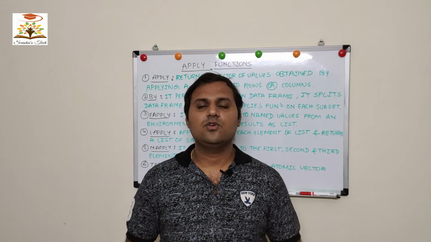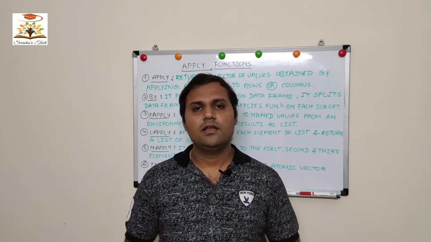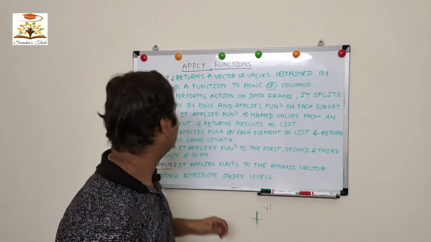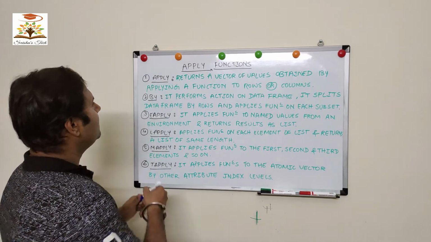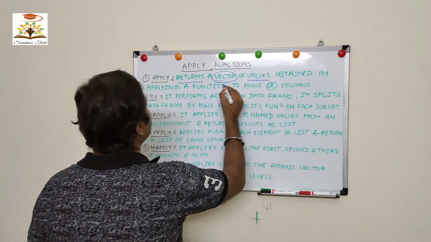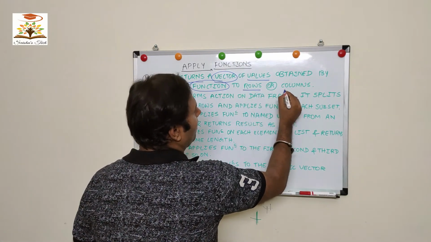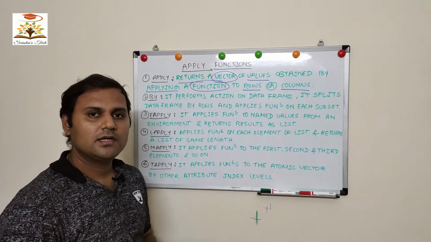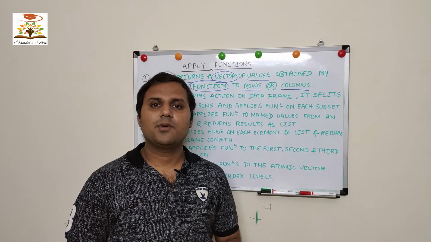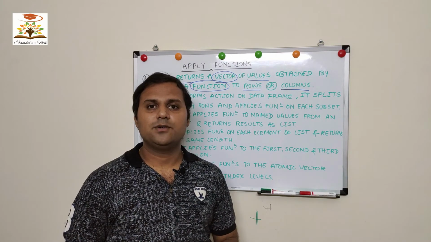Apply functions are the looping techniques in R which minimize execution time. Now let us decode some of the apply functions. Apply returns a vector of values which is obtained by applying a function to rows or columns. If you consider margin as 1, then the function is applied to rows, and if you take margin as 2, then the function is applied to columns.